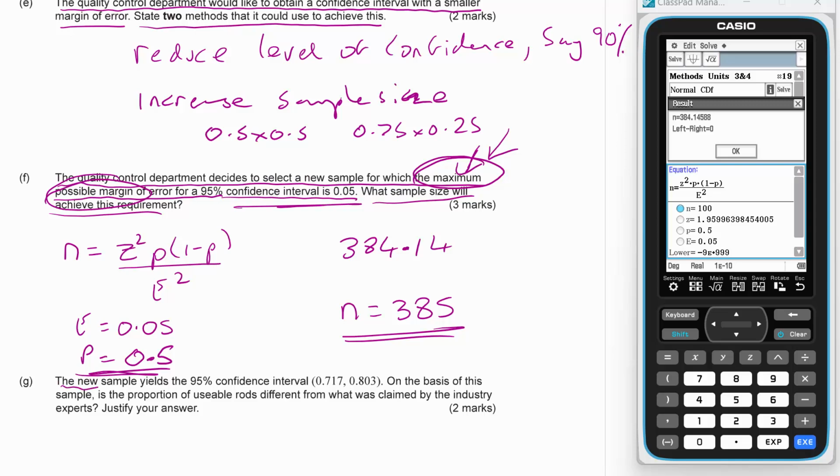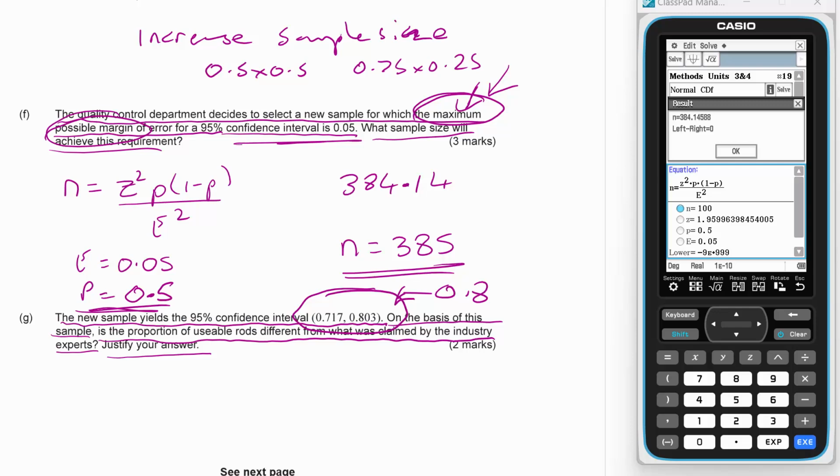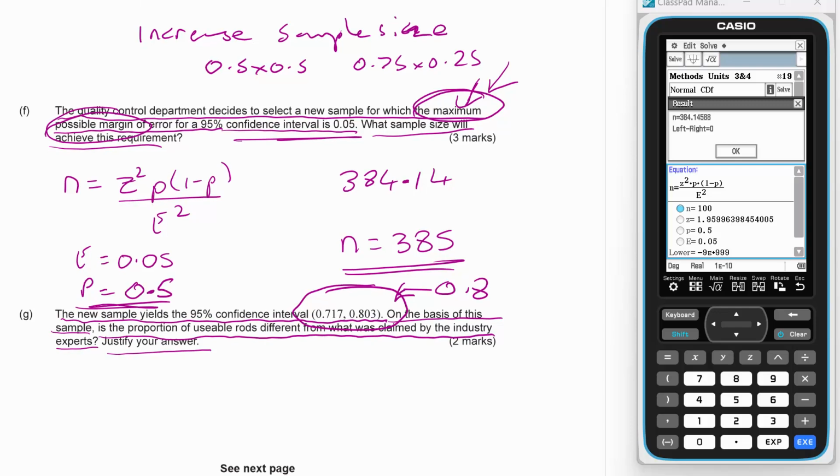The new sample yields the 95% confidence interval 0.717, 0.803. On the basis of this sample, is the proportion of usable rods different from what was claimed by the industry experts? Justify your answer. Well, we can see that 0.8 is contained in here. So we would not say that it was different. And we should also say that because 0.8 is in this interval, there would be insufficient evidence to conclude that the proportion of rods is lower than that which is claimed.